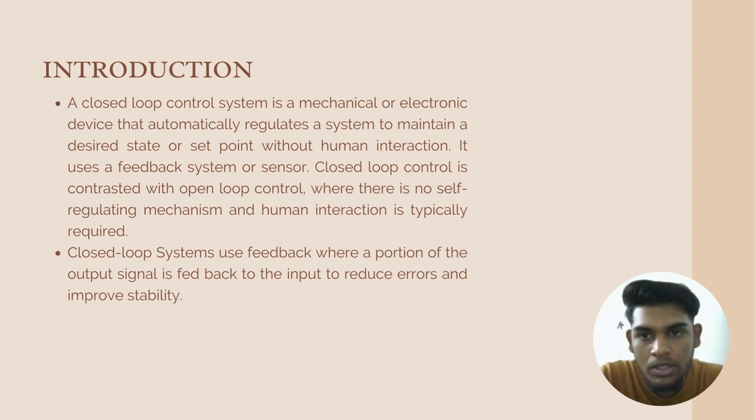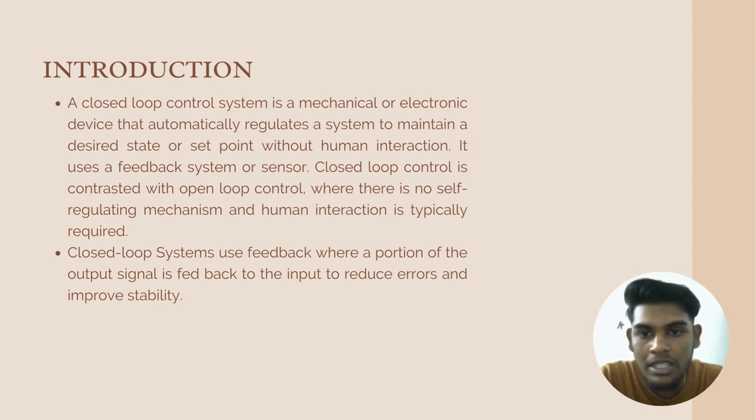Today, I am going to explain about the closed loop control system. Introduction. A closed loop control system is a mechanical or electronic device that automatically regulates a system to maintain a desired state or set point without human interaction. It uses a feedback system or sensor.